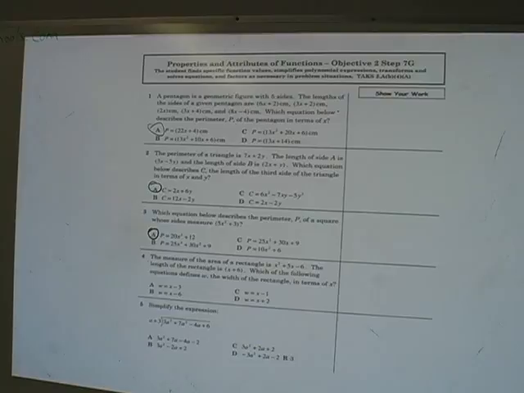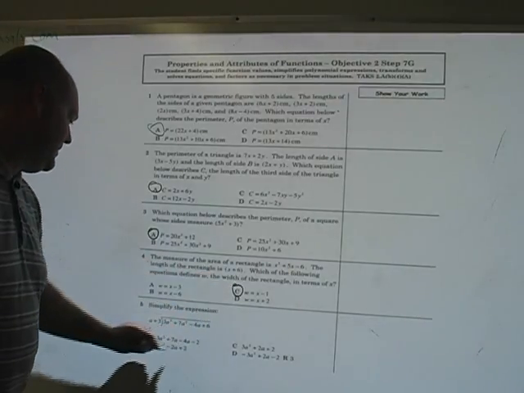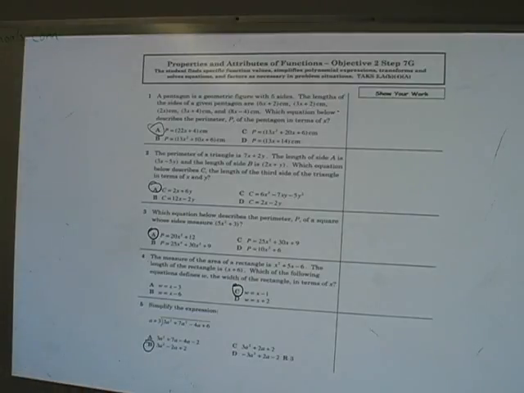Numbers 4 and 5. Go ahead and stop the video if you need to work these. Answers 4 and 5 are C and B. You should be able to do 4, but number 5 is something we haven't done yet.